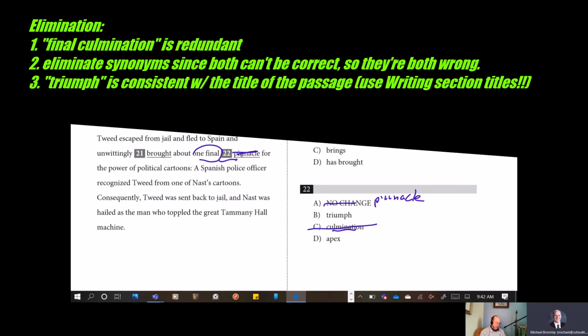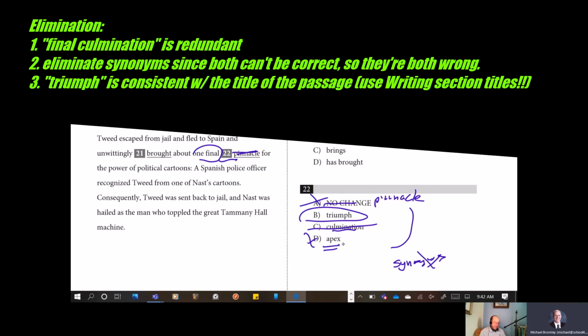So brought about one final, okay, could you have a final pinnacle? Pinnacle being the top of something, apex being the top of something. Notice how these are synonymous. Synonymous means get rid of them both. I'm left with triumph, whether I like it or not. If you don't know what a pinnacle is, you don't know what an apex is, then we've got a little bit of trouble here.